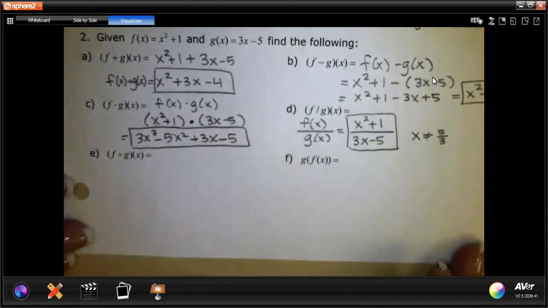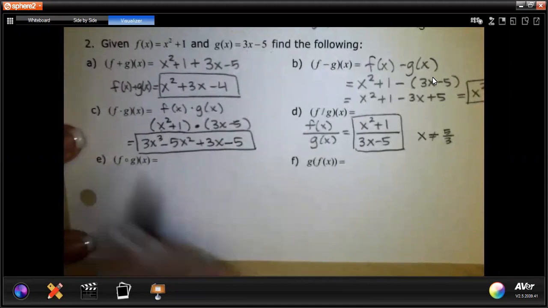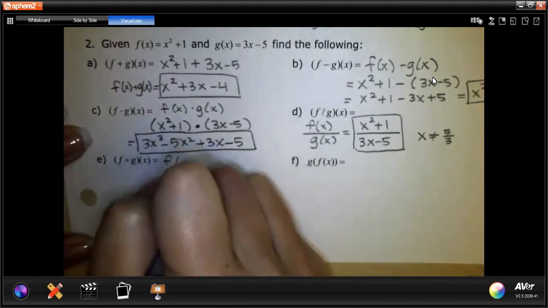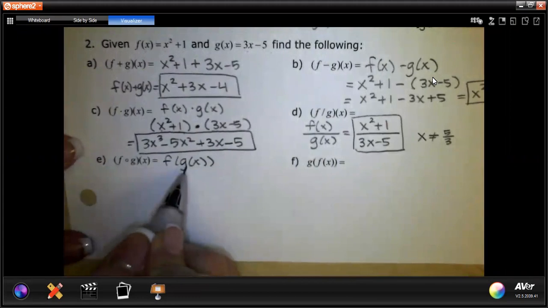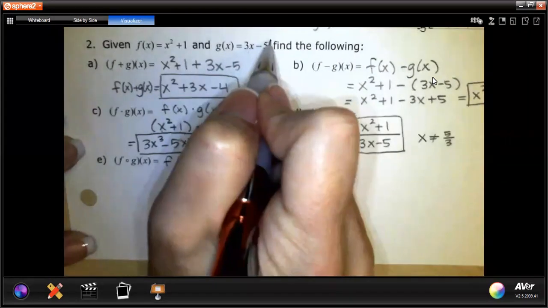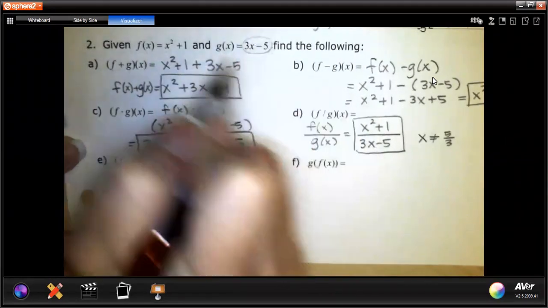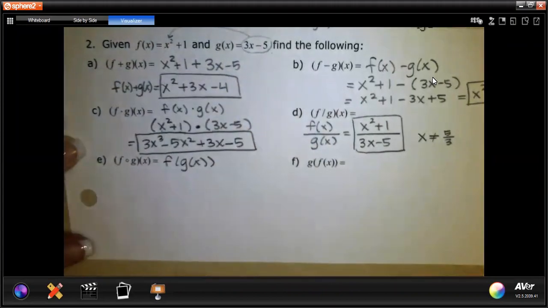All right, on to the composition part, which is the new part. We've got f composed of g of x. Again, I like to write it this way better, but it's whatever you prefer on that notation. So this is f of g of x. This is saying we are going to take the g of x function and we are going to plug it into the f function. So I'm going to take this entire thing, 3x minus 5, and I'm going to plug it in for the x in this function.